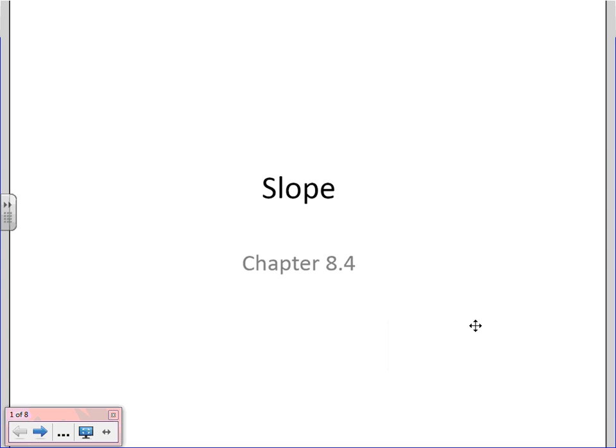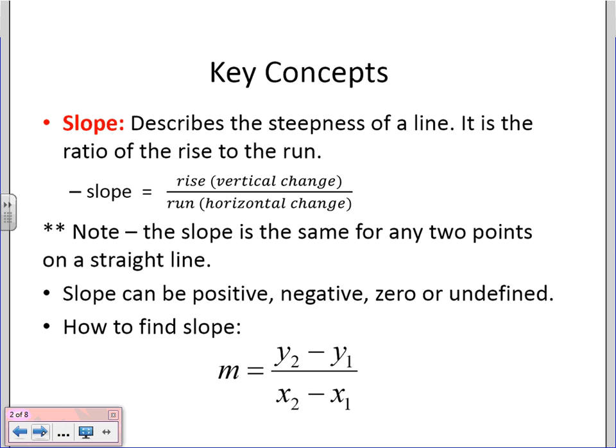Okay, so we've been talking about graphing and linear equations. So we are actually going to be talking about slope today, and this is chapter 8.4. And slope is a very important part of graphing, and it's actually kind of a shortcut to all this graphing that we've been doing. So I'll show you what we mean.